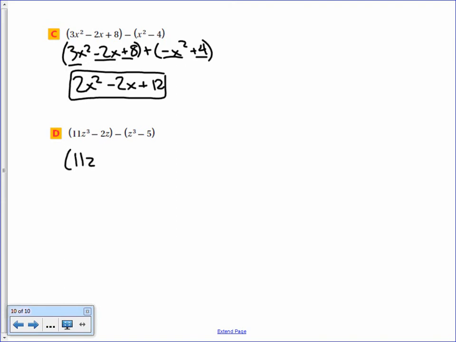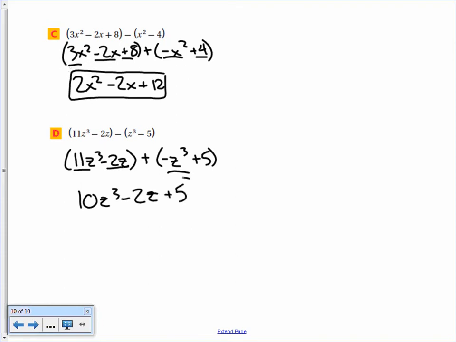And last one of the video, so 11z to the third minus 2z. So we're going to add the opposite. So negative z to the third, and then a positive 5. Okay, so remember, only do these when you're subtracting, flip the signs, otherwise you can just leave them. So z to the third, that's going to give me a 10z to the third minus 2z, and then plus 5 on the end.